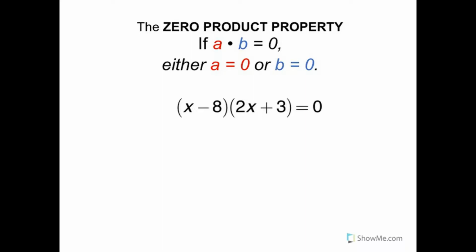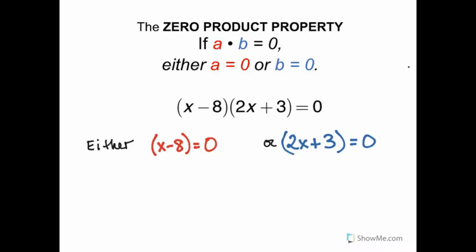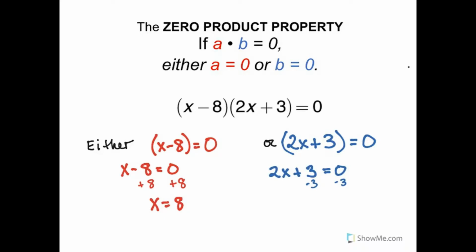Here's an equation with two factors, and the product is equal to 0. So either x minus 8 equals 0 or 2x plus 3 equals 0. Each of those is a linear equation that we know how to solve. If x minus 8 equals 0, I can just add 8 to each side, and I find that x equals 8. If 2x plus 3 equals 0, I can subtract 3 from each side, and 2x equals negative 3, and then divide by 2, and x equals negative 3 halves. So I found two solutions.